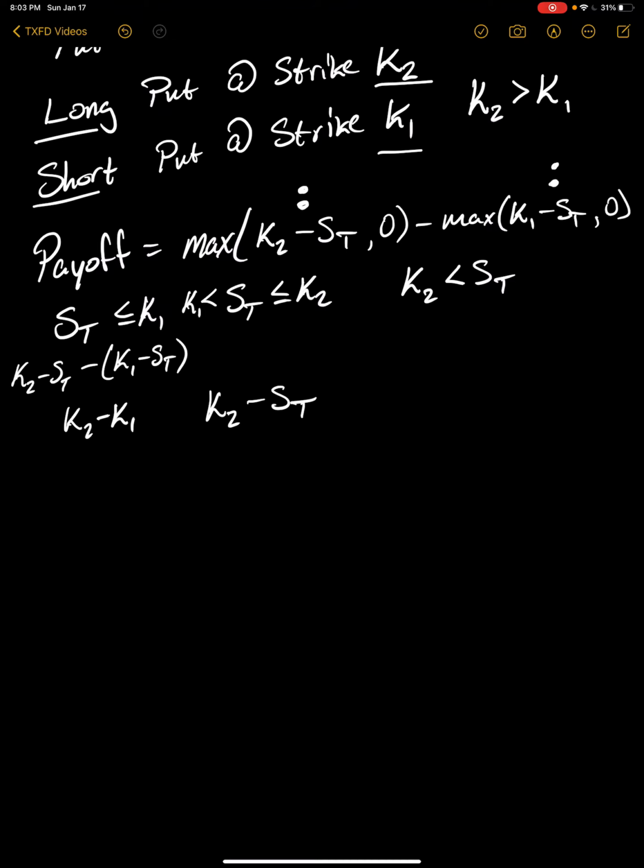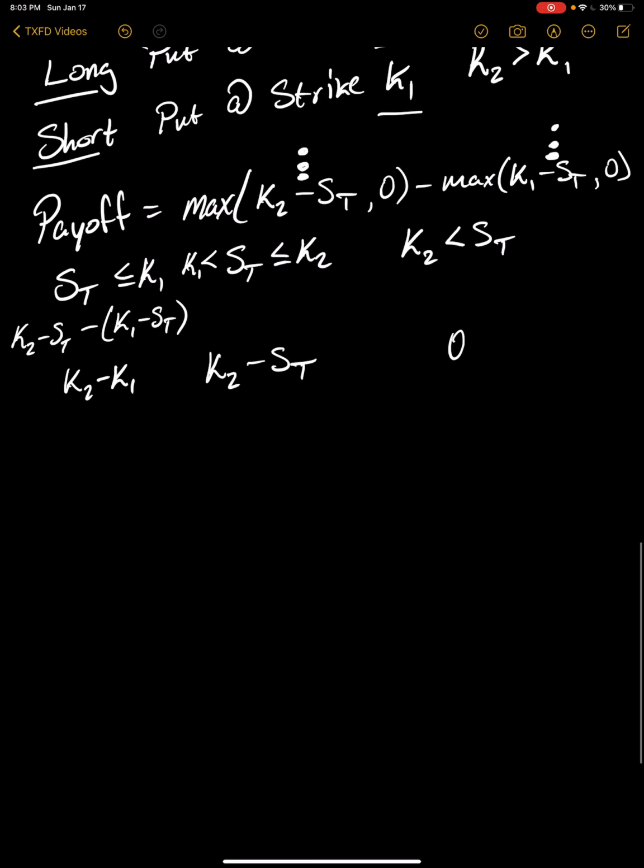Now, when the stock price is greater than K2, it's going to be the case that this part over here is going to be negative, so this max function is going to return 0. And it's certainly going to be the case that this part's negative because K1 is less than K2, so this max function is going to return 0, and overall our payoff is going to be 0.